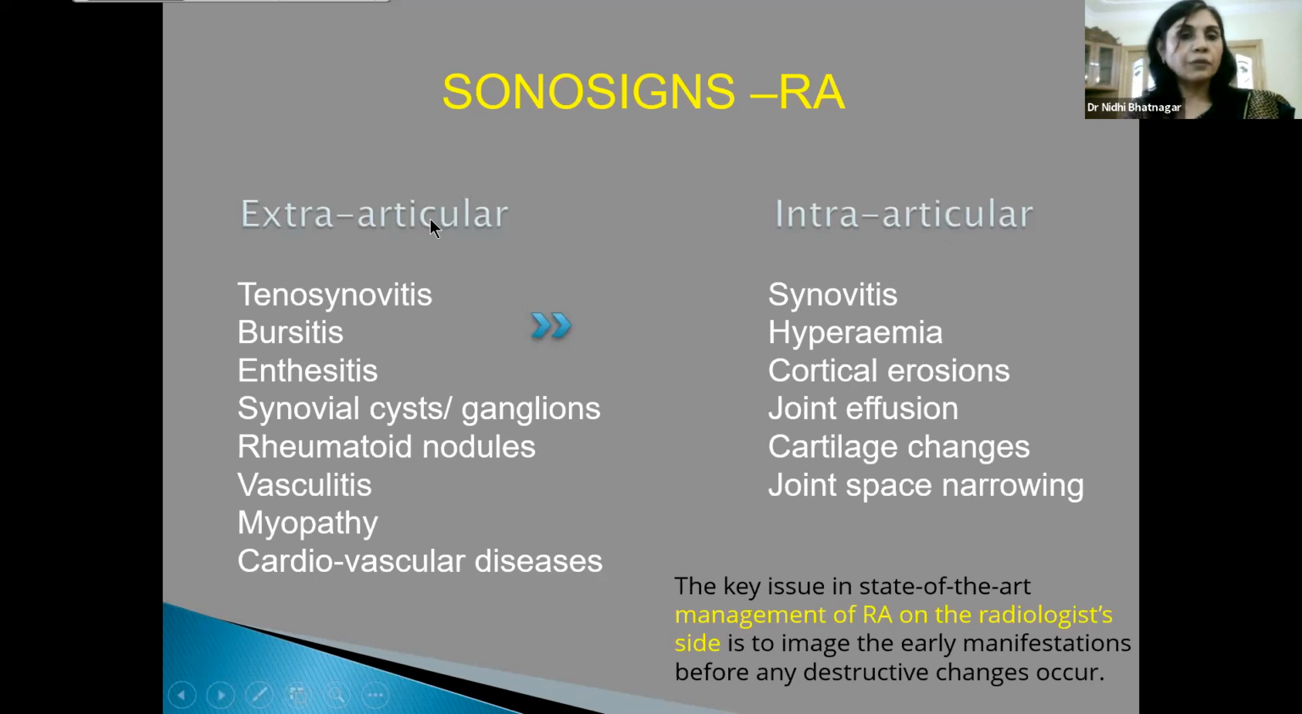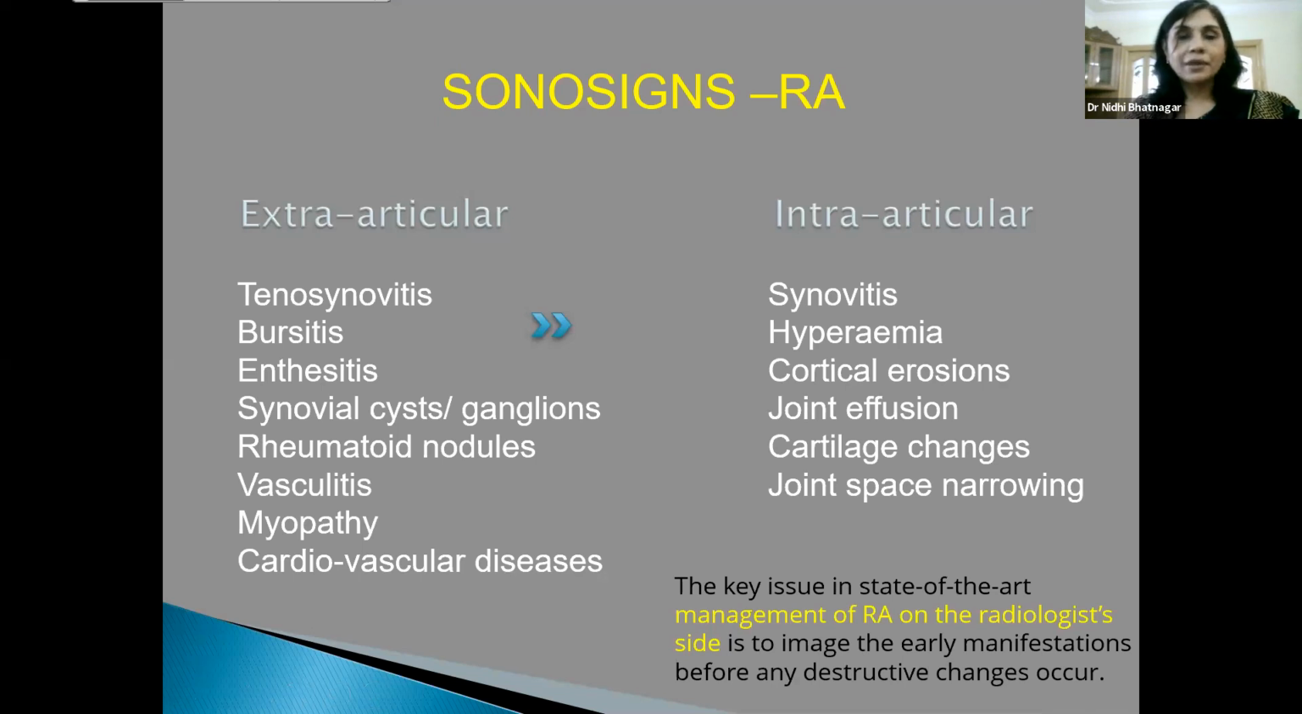When we are talking of extra-articular, we are talking of tenosynovitis, bursitis, enthesitis, synovial cysts or ganglions, rheumatoid nodules, vasculitis, myopathies, and cardiovascular diseases. When we are talking of intra-articular, we're definitely talking of synovitis, that synovitis which is showing activity and inflammation in the form of hyperemia. Then we're talking of bony destruction or bony erosions: those are cortical erosions, joint effusions, cartilage changes, and joint space narrowing.